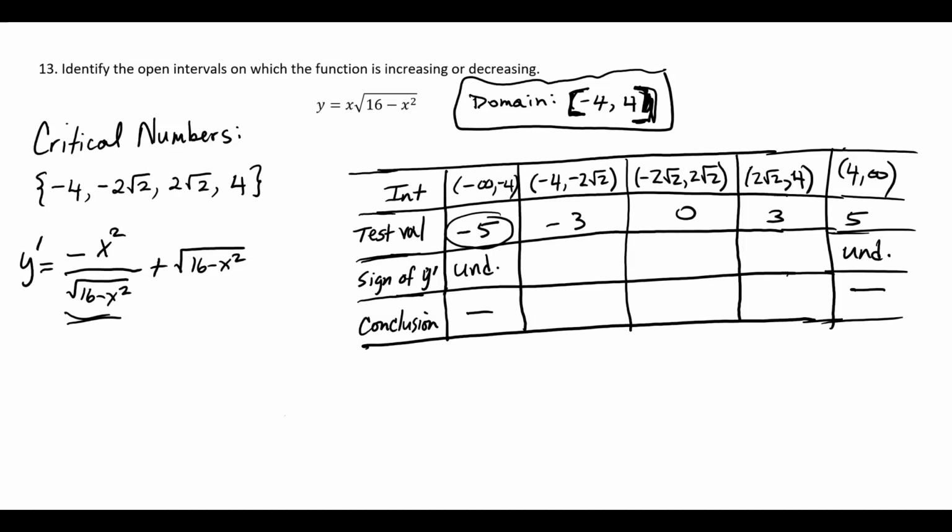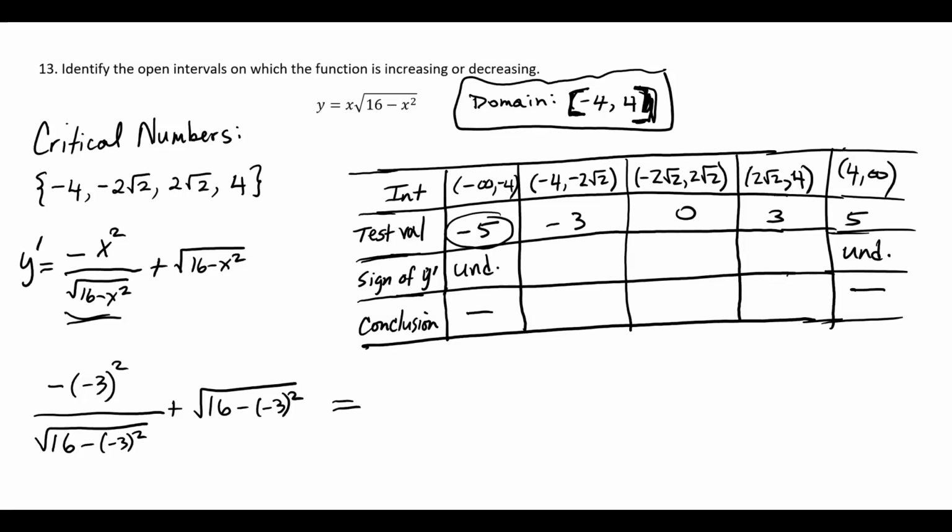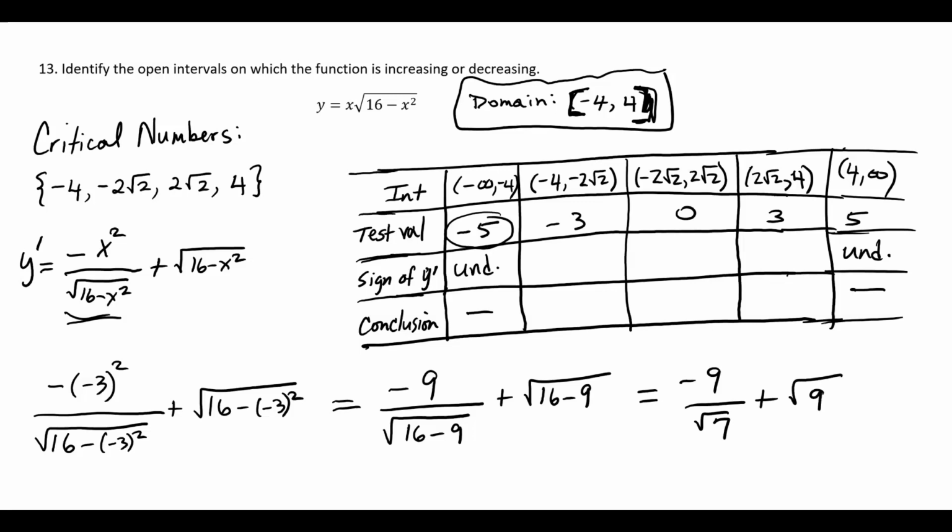When I plug in a -3, we get -3 squared over the square root of 16 minus the -3 squared, plus the square root of 16 minus a -3 squared. This gives me -9 in the numerator over the square root of 16 minus 9 plus the square root of 16 minus 9. I end up with -9 over the square root of 7 plus the square root of 7.